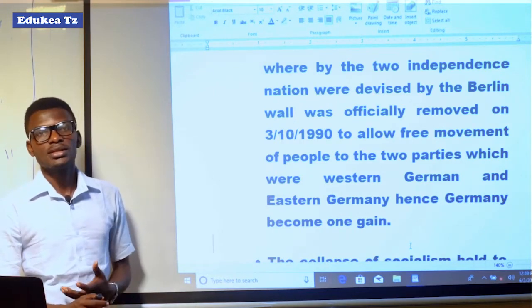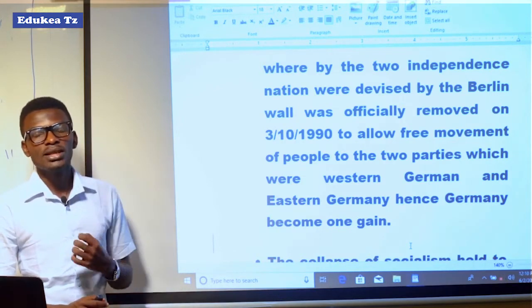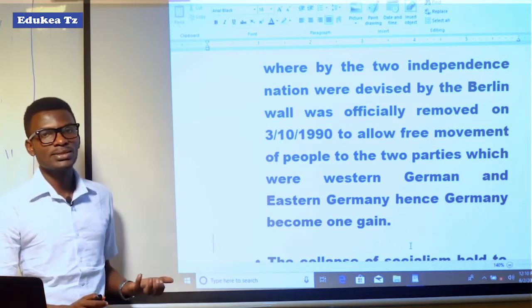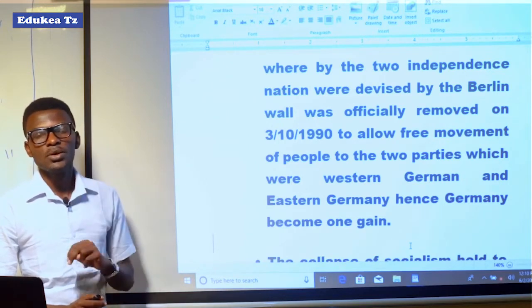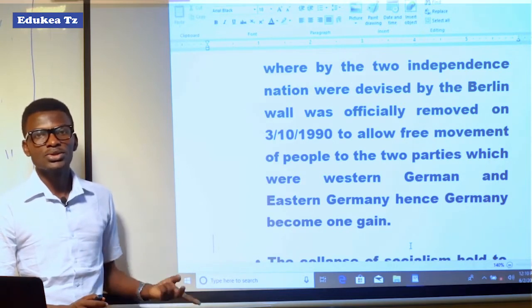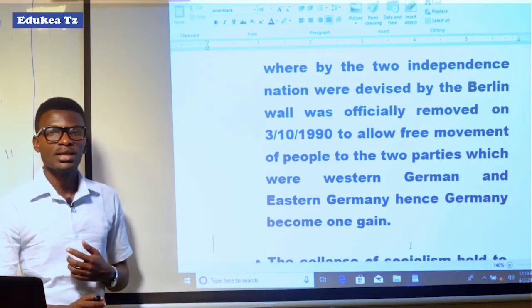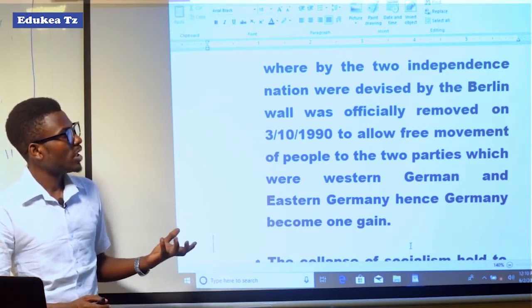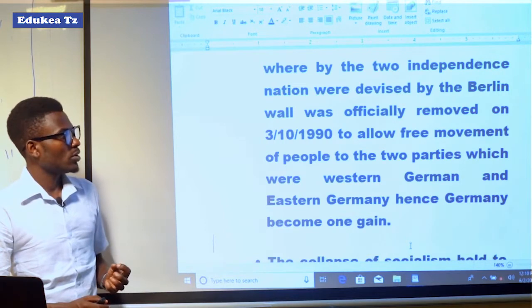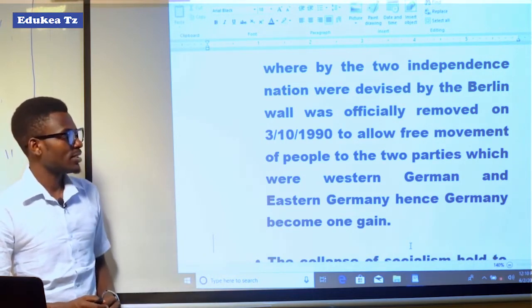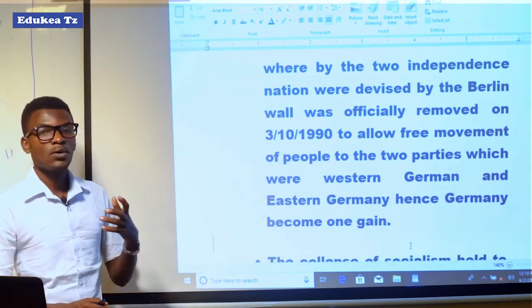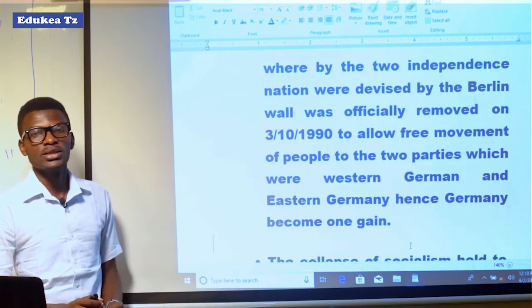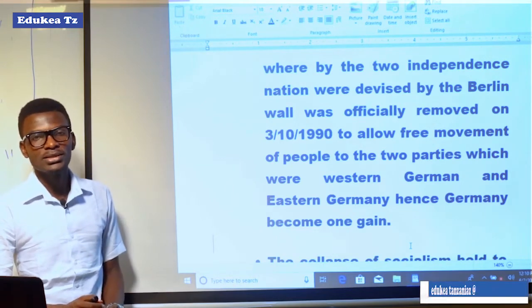So we can say that the collapse of the USSR in 1990 led to the reunification of Germany. Before the collapse, Germany was divided into two parts, the Western part under socialist ideology and the Eastern part under capitalist ideology. The Berlin Wall was removed on 3rd October 1990, and free movement of people between West Germany and East Germany was allowed. Germany became one again, and that was the result of the collapse of the USSR in 1990.